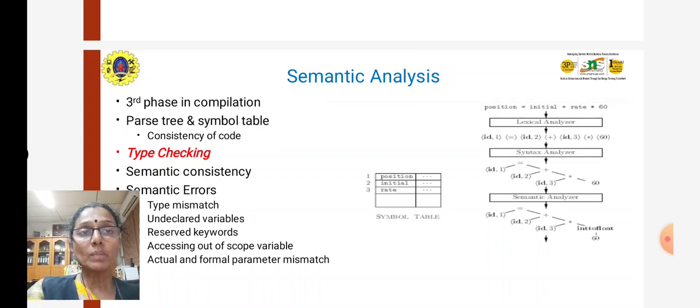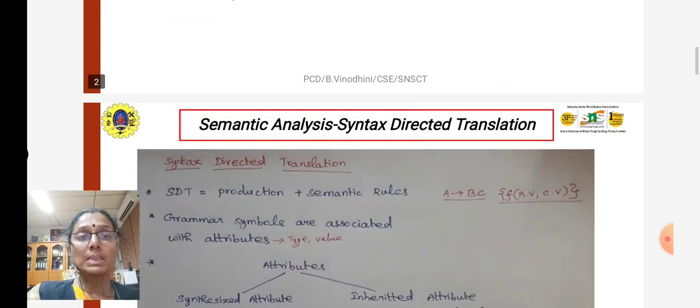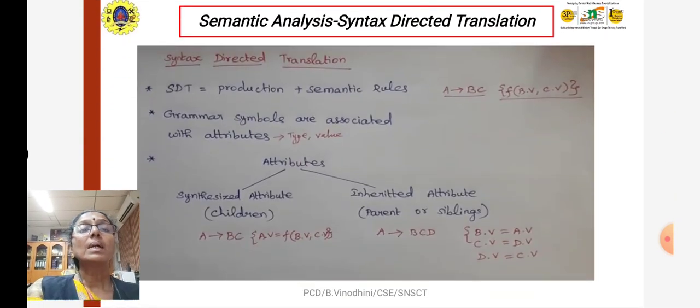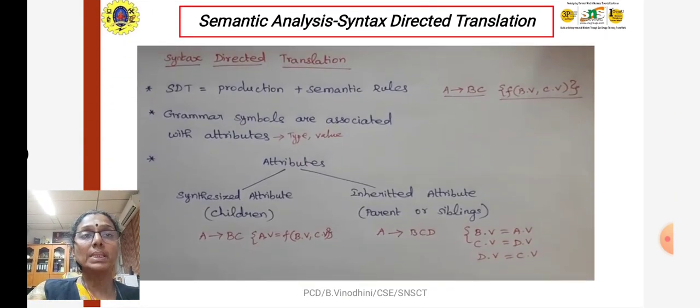So the output of the semantic analysis is a verified parse tree, that is, an annotated parse tree. Each variable has attributes, and based on the attribute values, the particular parse tree is enhanced. In the semantic analyzer, we mainly use the terms syntax directed translation and syntax directed definitions.